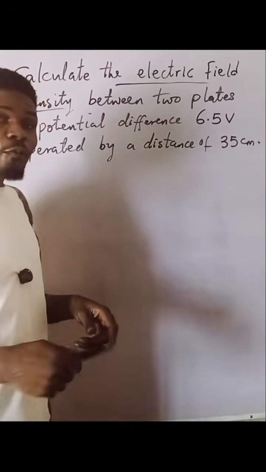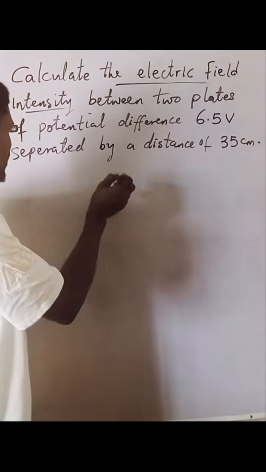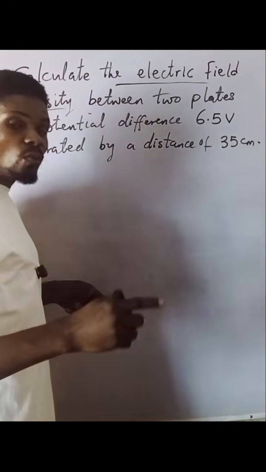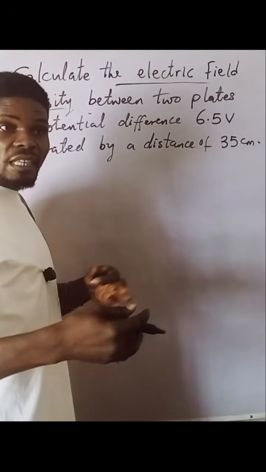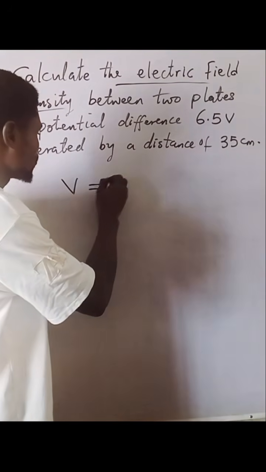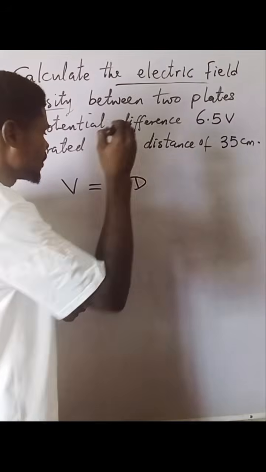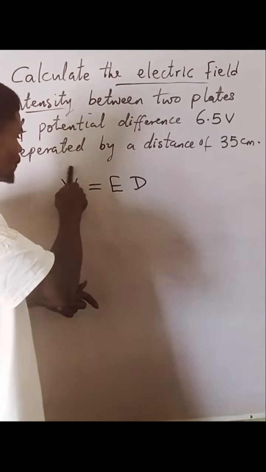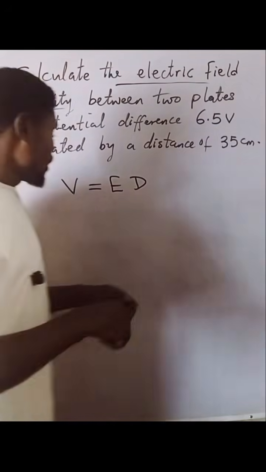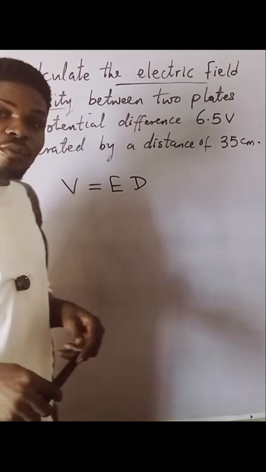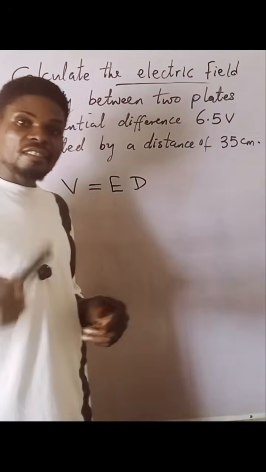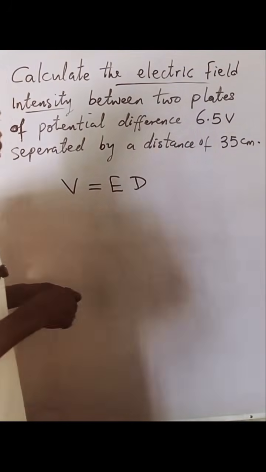Now, the formula for electric field intensity, remember that electric field intensity is connected with the potential difference and then the distance separating the charge. We have V is equal to ED. V is equal to ED. This V here is the voltage or the potential difference. Then this E here is the electric field intensity. Then this D here is the distance of separation.